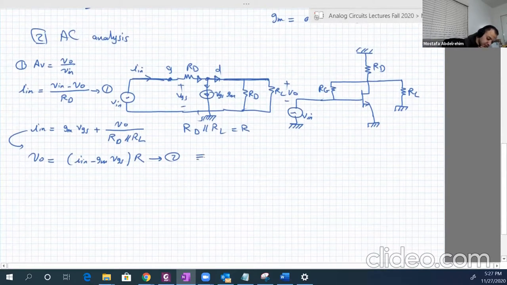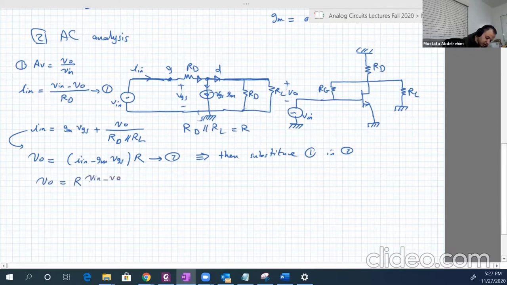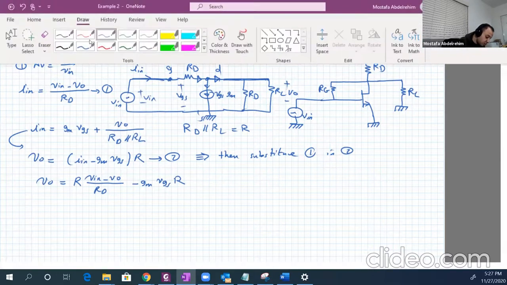Substitute one and two. So remove I input and put V input minus VO over RD. So VO is equal to R times V input minus V output over RD minus GM VGS R. And remember V input here. This is V input. V input is just equal to VGS. So we can remove any and both the other. So let's remove VGS and both V input.